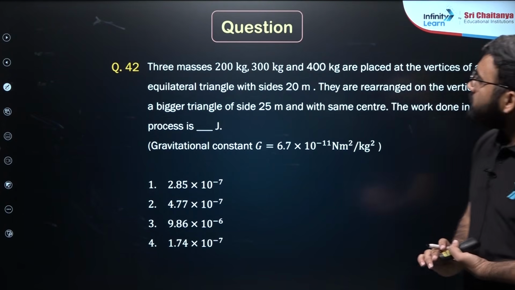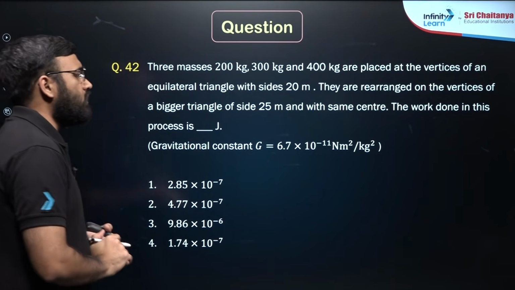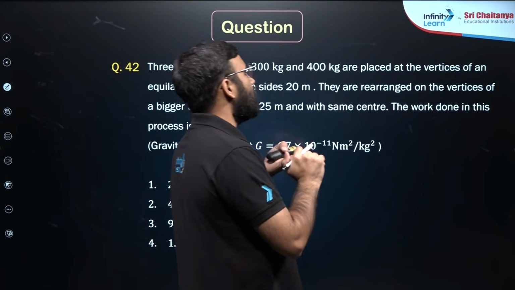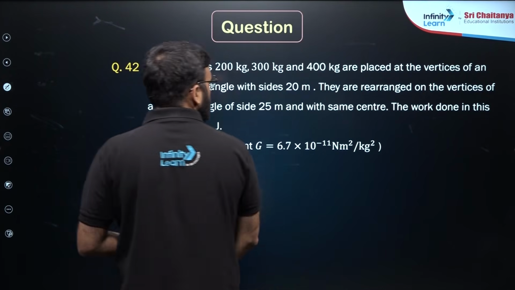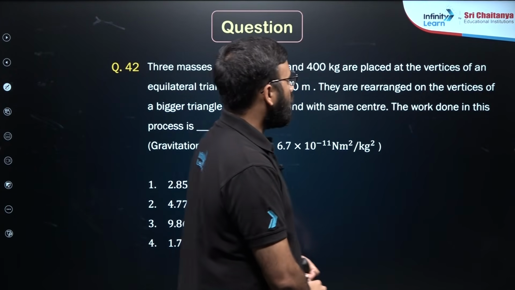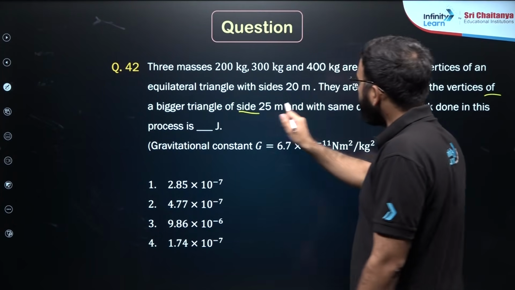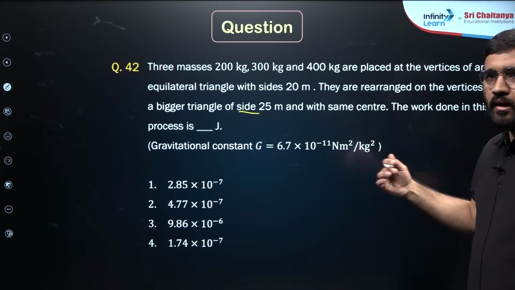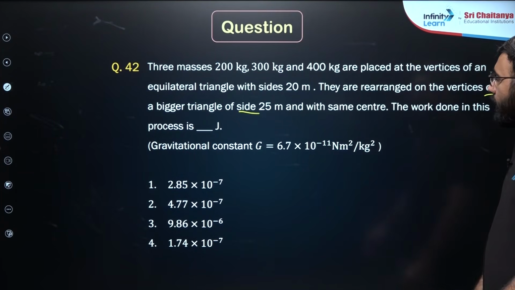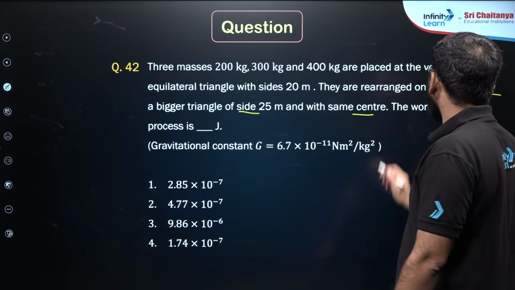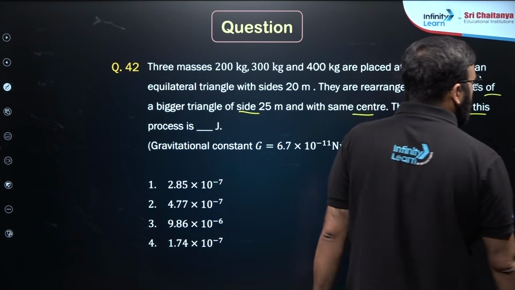Next one. 3 masses of 200 kilogram, 300 kilogram and 400 kilogram are placed at the vertices of an equilateral triangle with side 20 centimeter. They are arranged onto the vertices of a bigger triangle of side 25 centimeter, meaning they are increasing the side of the equilateral triangle, with the same center. So what is the work done in the process? Just find the work done.